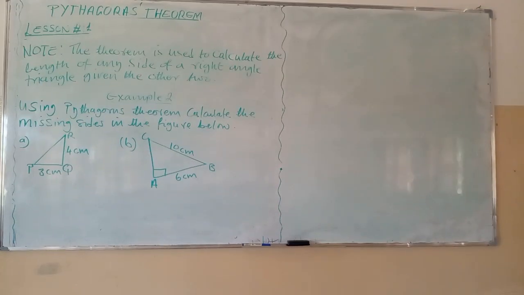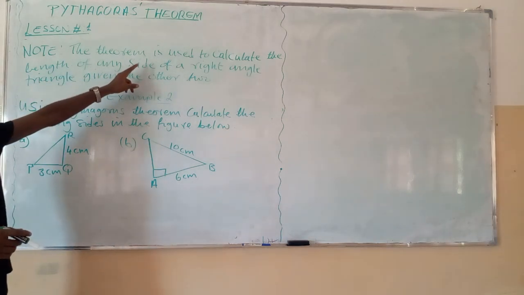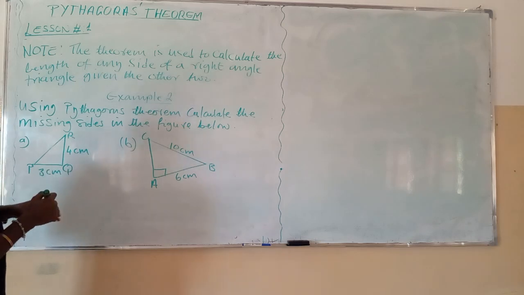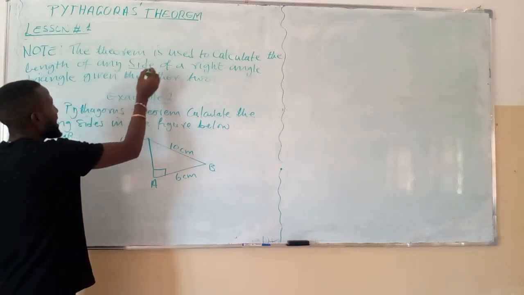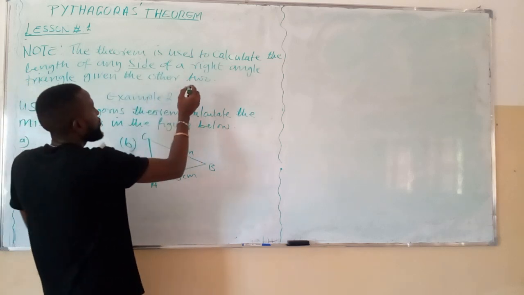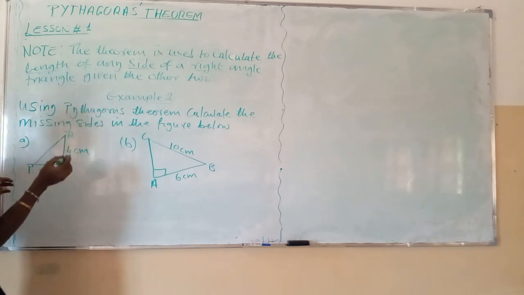Okay, so before we do the example, let's look at the note first. Note, the theorem is used to calculate the length of any two sides. You are calculating the length of any side of a right angle triangle. Remember, this should be a right angle triangle, okay?